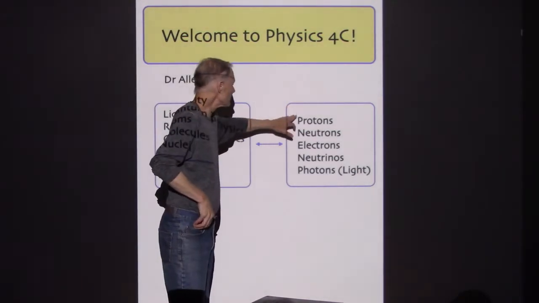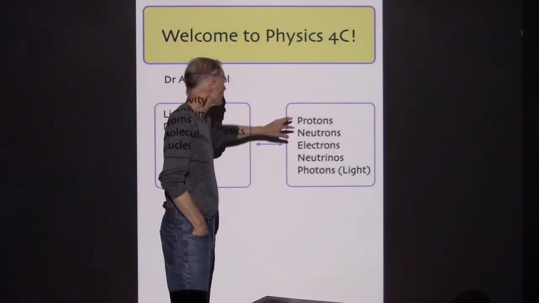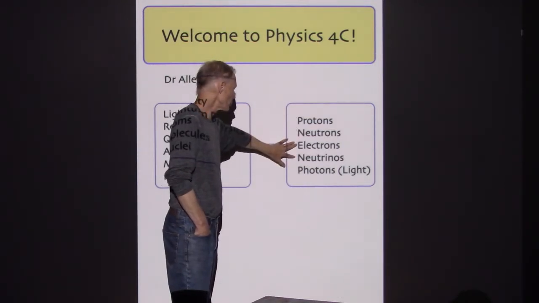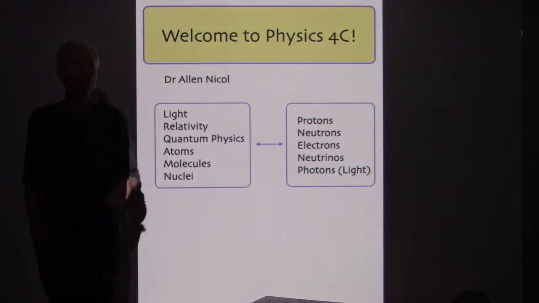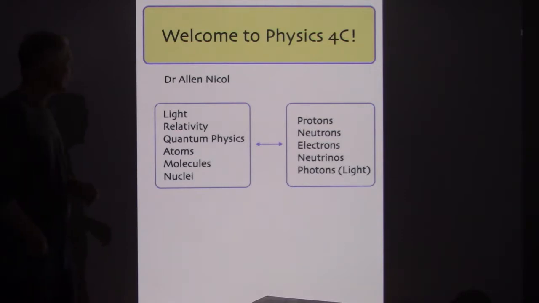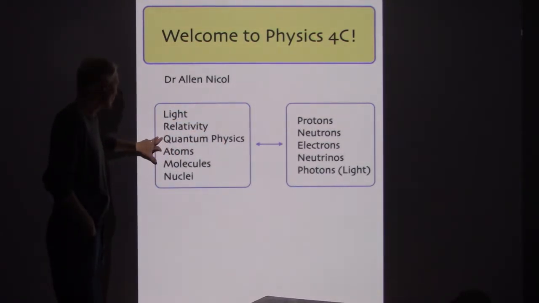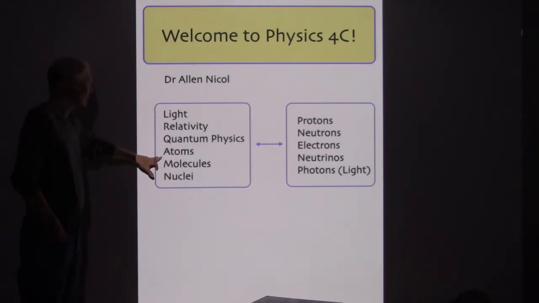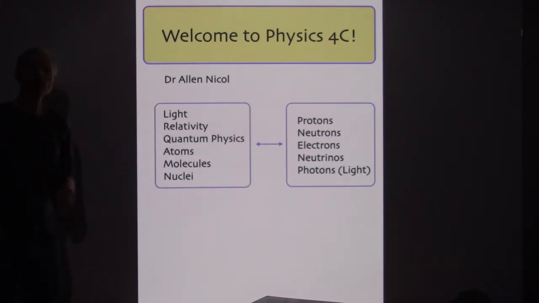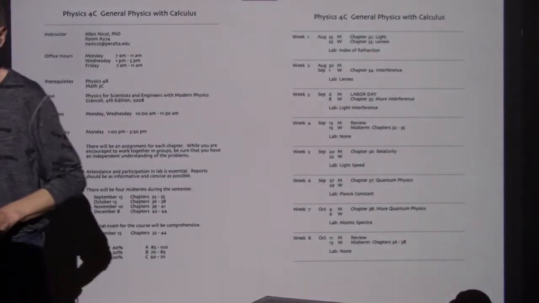So our list of fundamental particles to start with, which will see us through most of the course, is protons and neutrons, electrons and neutrinos, and then light consists of particles that we call photons. We're going to be taking those particles and applying quantum physics, exploring atoms, molecules, and nuclei. So it should be a lot of fun, right? I am thinking it sounds like it will be.